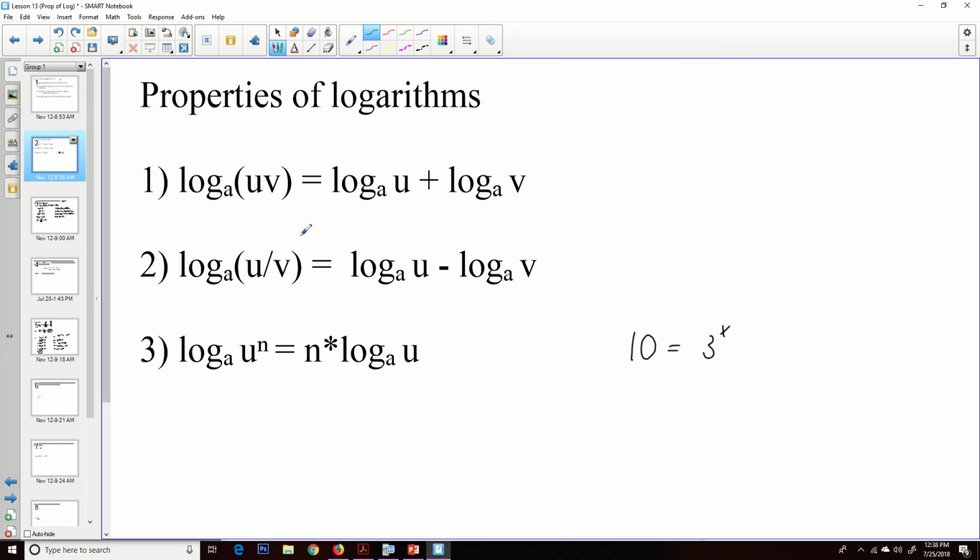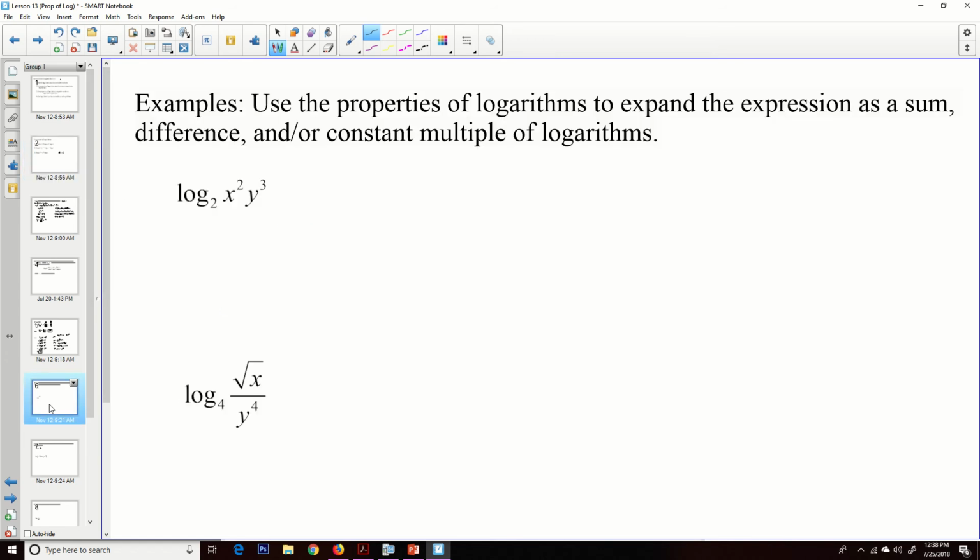There we go. And so we're going to use these properties to expand. And so the first thing, we have a product here. So we have the product of two expressions. And so we're going to expand this to log base 2 of x squared plus log base 2 of y to the third. So since I had a product between x squared and y cubed, I can expand that to a sum of two logarithms with the same base. Now, because they both have exponents, and they say as a constant multiple of logarithms, we can bring those exponents down and make them multiples of log base 2 of x and log base 2 of y. And so we get 2 log base 2 of x plus 3 log base 2 of y.